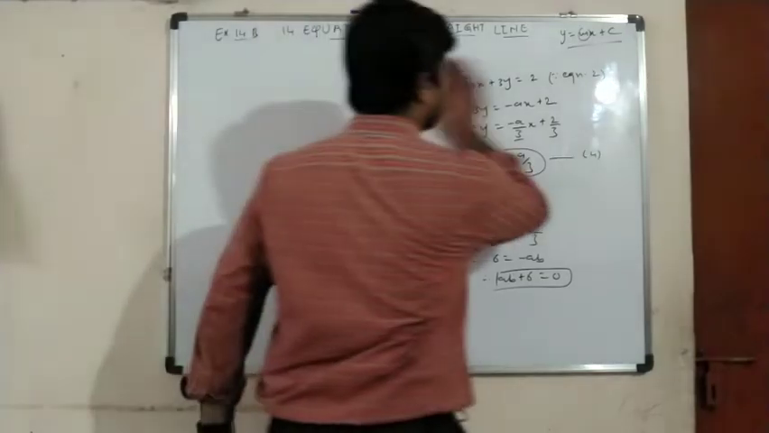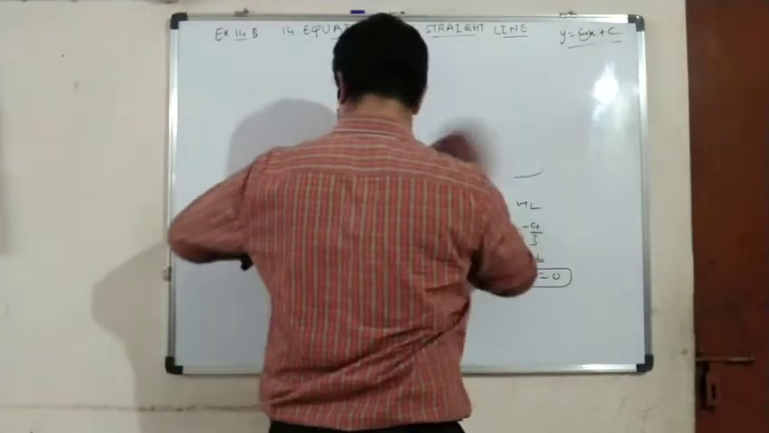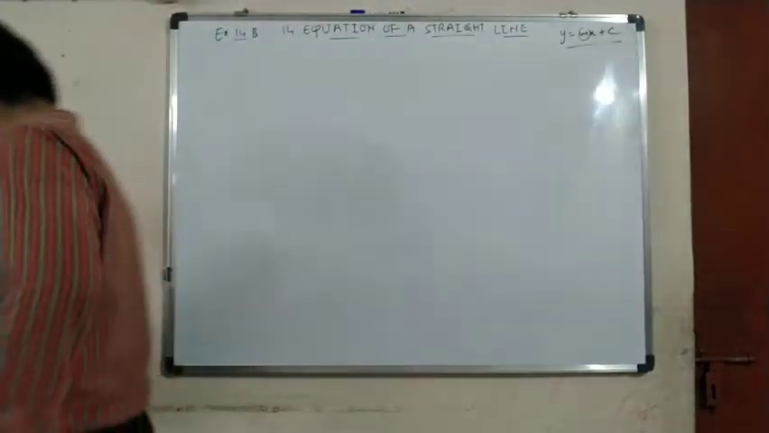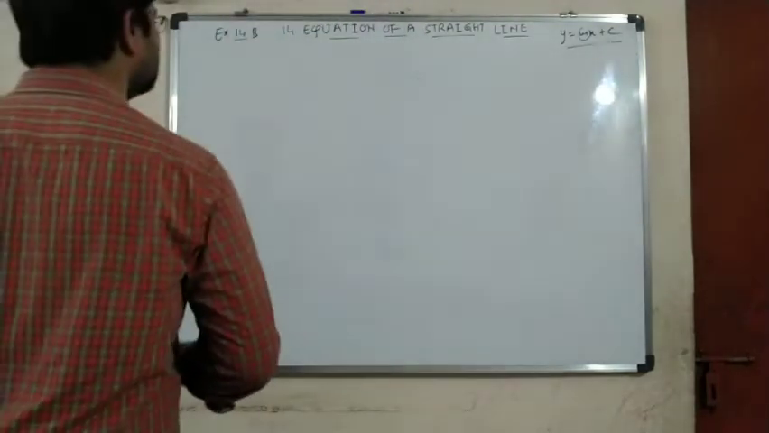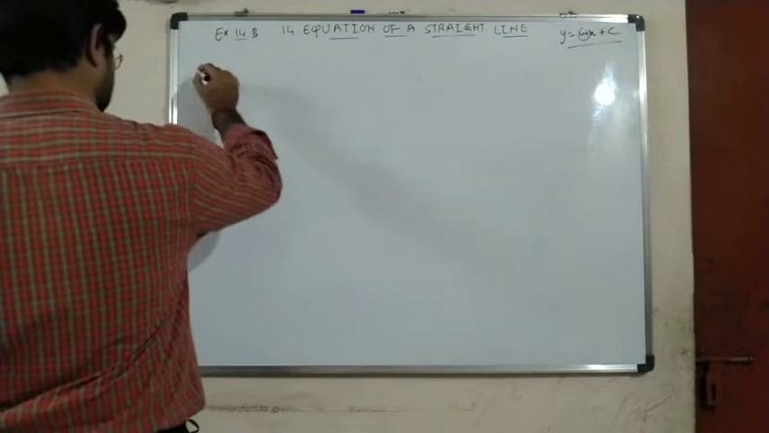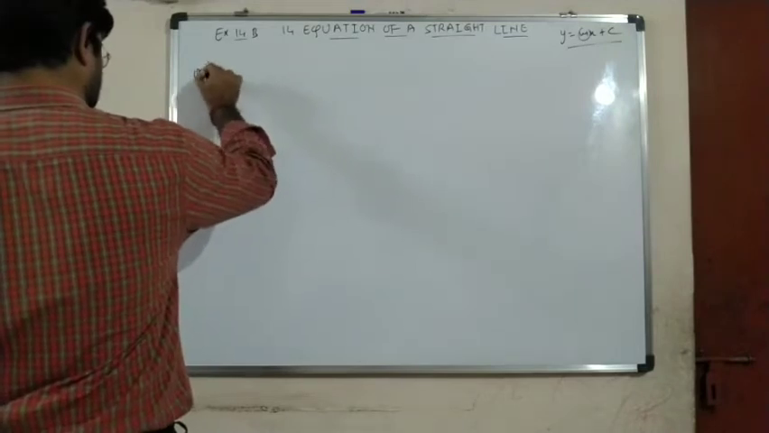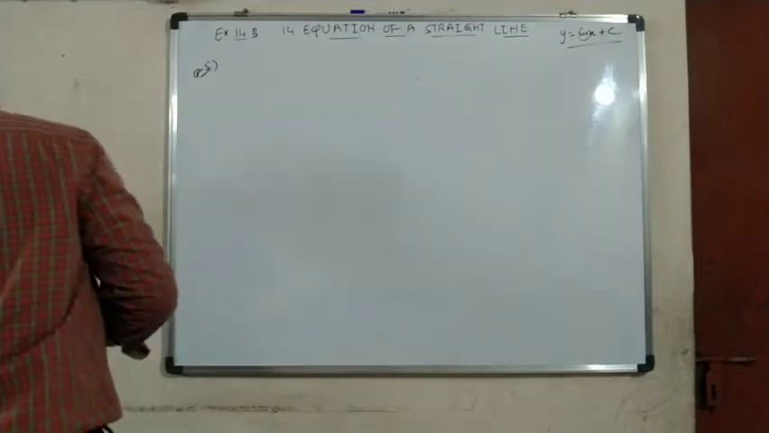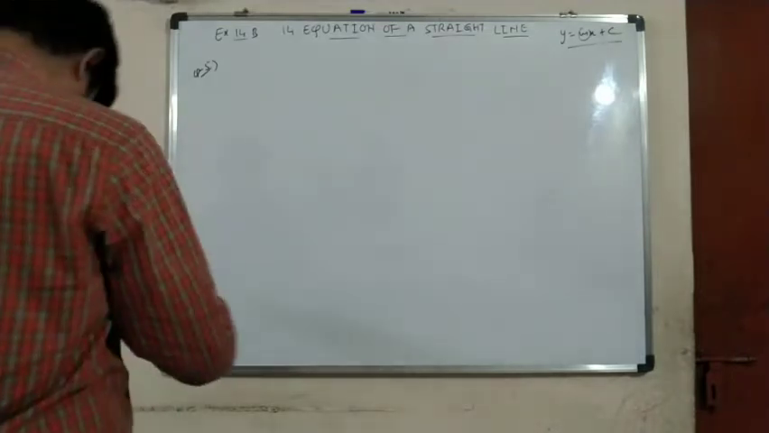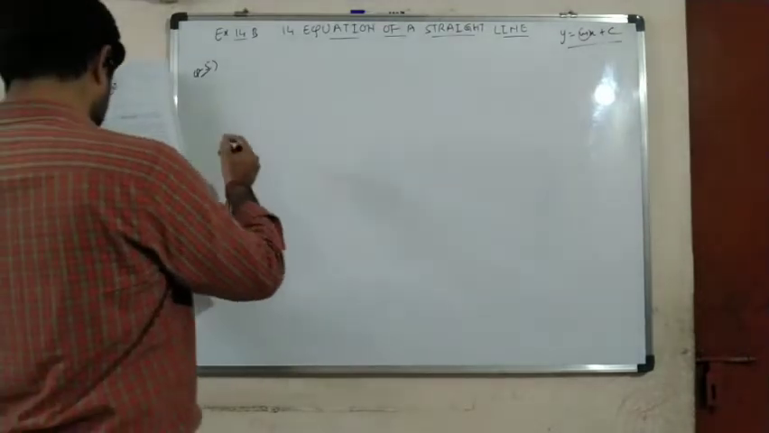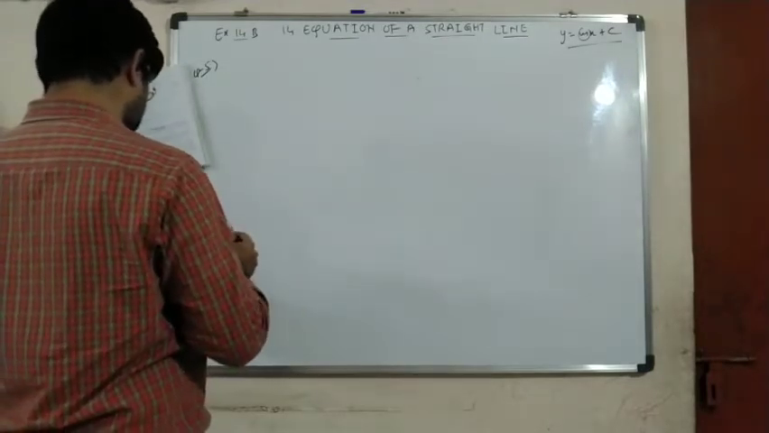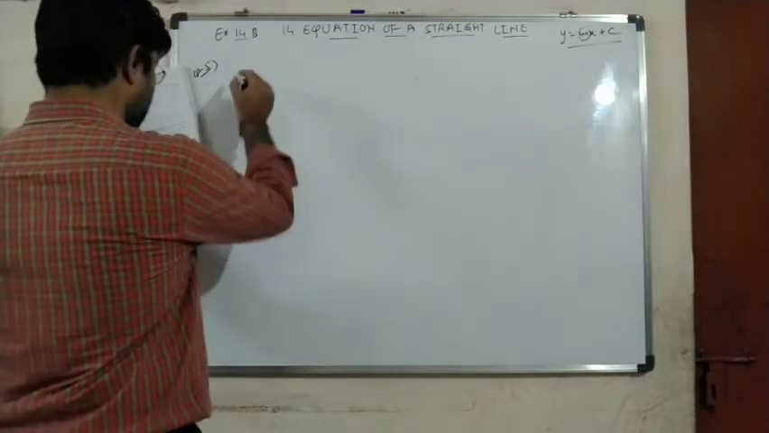Okay, so now question number 5 we will solve. Prove that the line through A and B is perpendicular to the line through C and D.